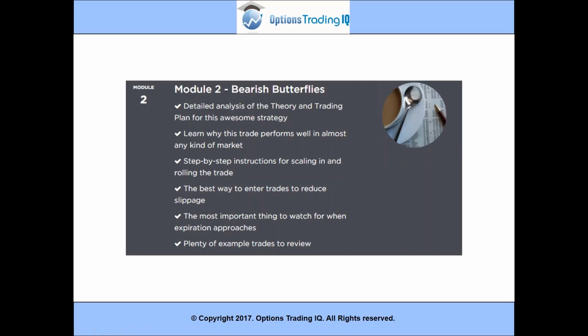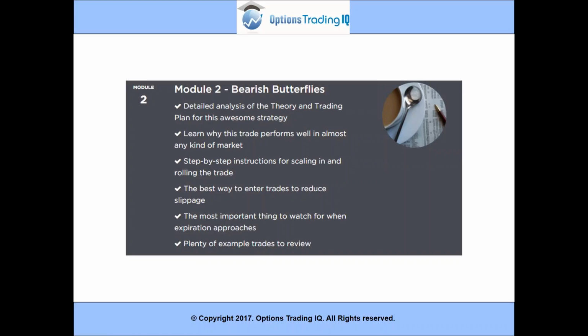Okay. Bearish butterflies, module 2. So again, going over the theory and the trading plan. You've already kind of seen that, but we're going to go over it again in more detail and more examples. Learn why this trade performs well in almost any kind of market. Again, step-by-step instructions for scaling in and rolling the trade, and again, we'll be doing case studies that you can follow along with. And the best way to enter trades to reduce slippage.